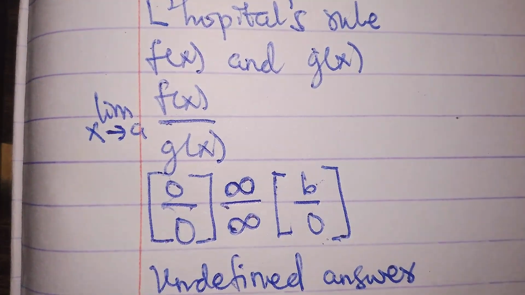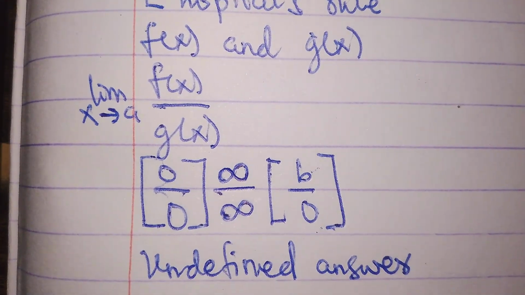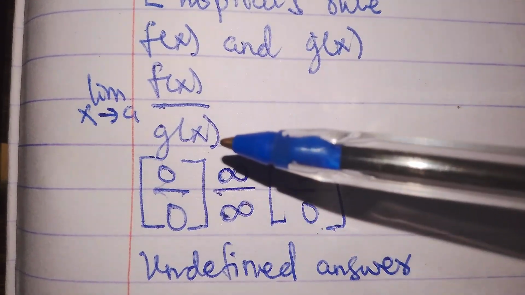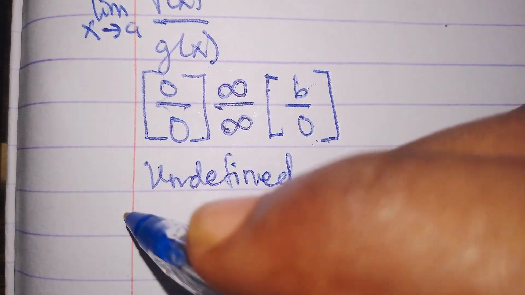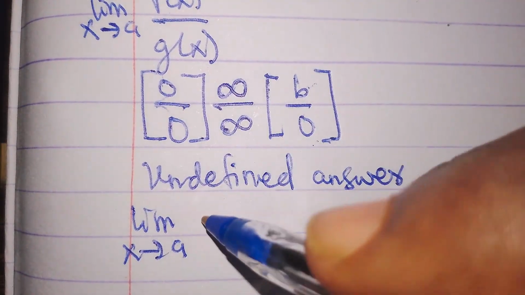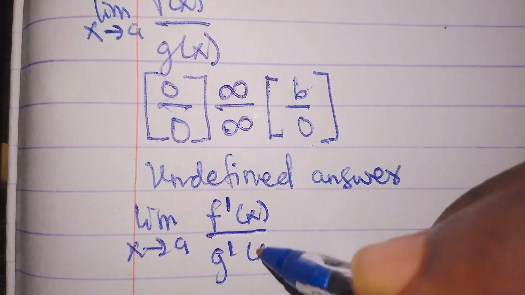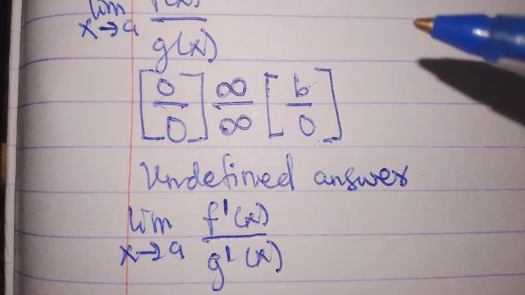Now back to L'Hopital's rule. There's more. This rule is saying that if you have an undefined answer, you can use it. In this rule, you are going to differentiate the functions. So you take the limit as x approaches a of f prime of x over g prime of x. Now take note, you are going to differentiate the functions as they are.